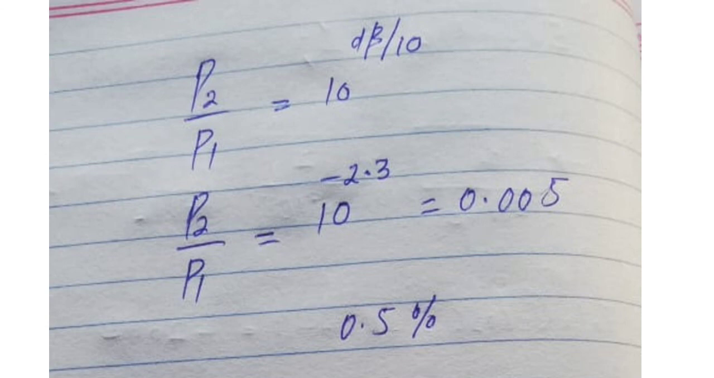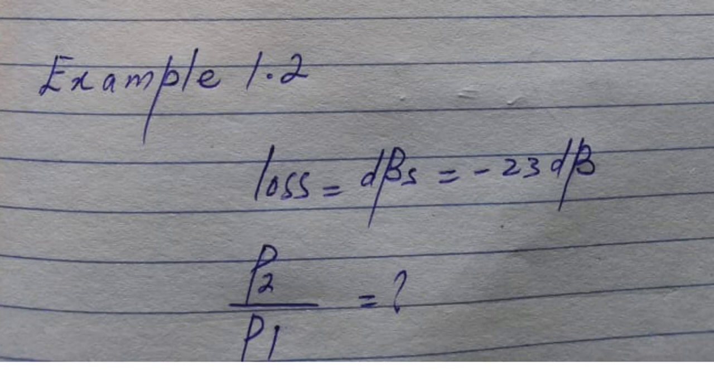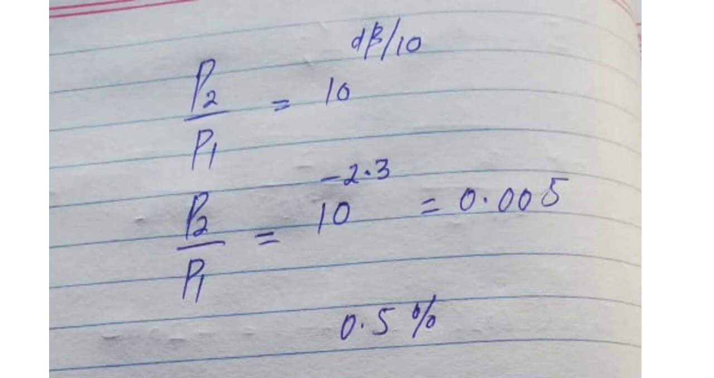And the dB value of this system is known. What is the dB value of this system? The dB value of this system is minus 23. So we put this value on the right hand side of the first equation of this slide. Just put the value of dB in the first equation of this slide. So minus 23 divided by 10 will give you minus 2.3.